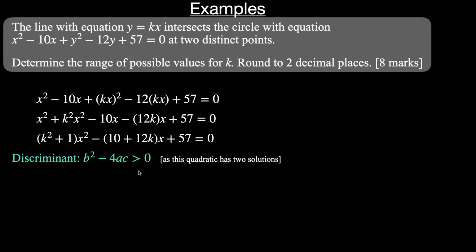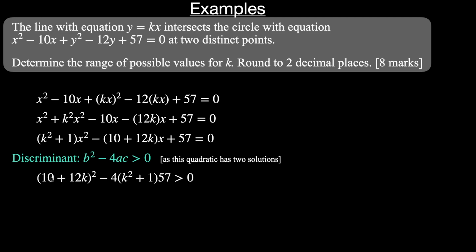So now what we want to do is substitute in B and A and C into this inequality, and that's actually going to allow us to calculate our range of values for K. So B in this quadratic is the coefficient of X, so it's 10 plus 12K. A is K squared plus 1, and C is 57, just like normal. Okay, so let's substitute those in.